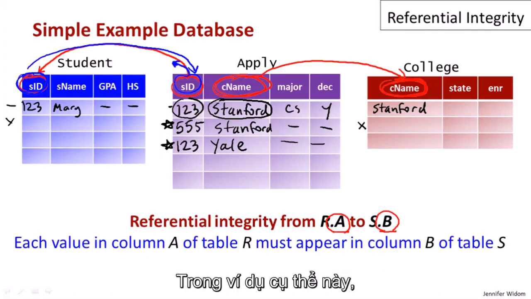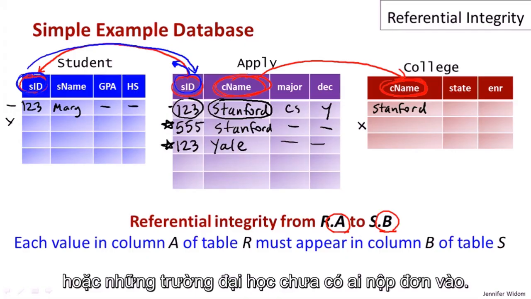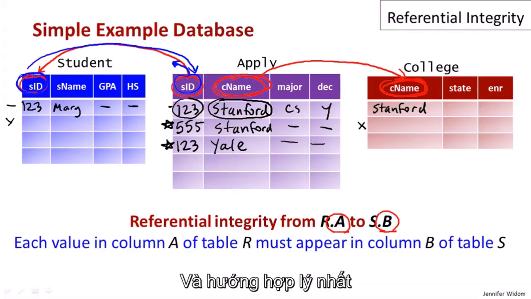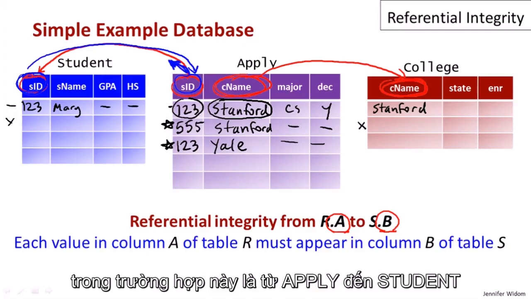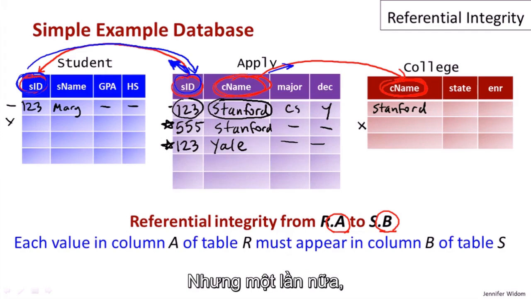In this particular example, we probably would not have that be the case. We would probably be able to have students who hadn't yet applied anywhere or colleges where no one had applied yet. And the most sensible direction for this referential integrity in this case is from the apply to the student and the apply to the college. But again, we could have it in both directions if we so wished.